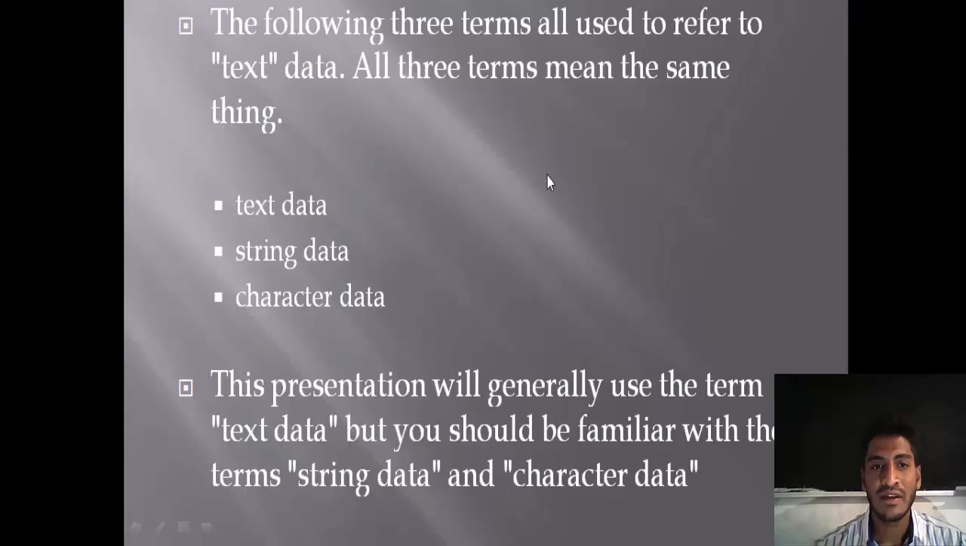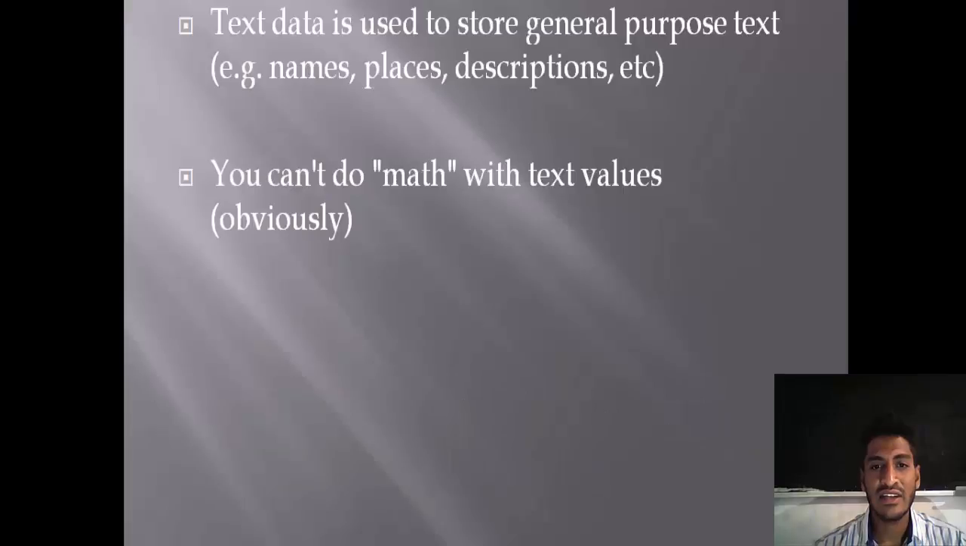A cell that contains something which is not numeric or a date is treated as text data. Text, string, character. The following three terms are all used to refer to text data. All three terms mean the same: text data, string data, character data. This presentation will generally use the term text data, but you should be familiar with the terms string data and character data. Text data is used to store general purpose text. Example: name, place, description, etc.